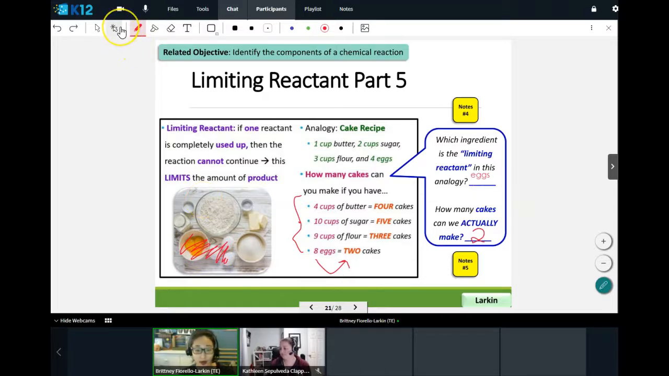So now I only have flour, sugar, and butter, which a cake it does not make. That would be a pretty gross cake, right? This is going to be the answer to number 4 and number 5. Again, eggs will be our limiting reactant here because after 2 cakes, we are out of eggs.